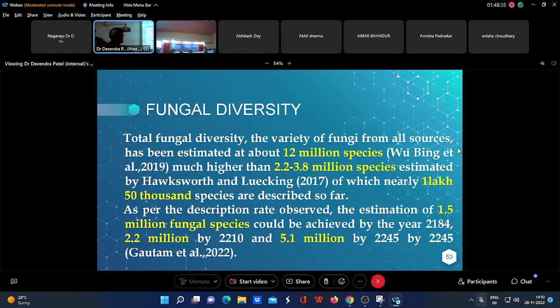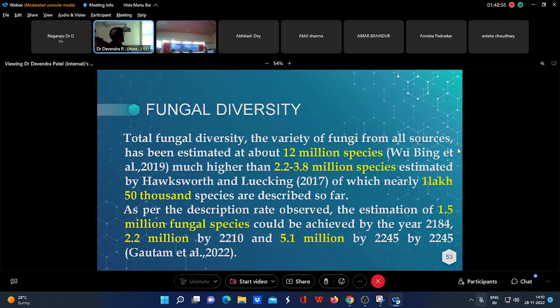And if we start with the rate of identification, if we have to identify these estimated species which are occurring in nature, that will take 1,000 years, which has been suggested by these authors. This recent paper says so. This is on fungal diversity.